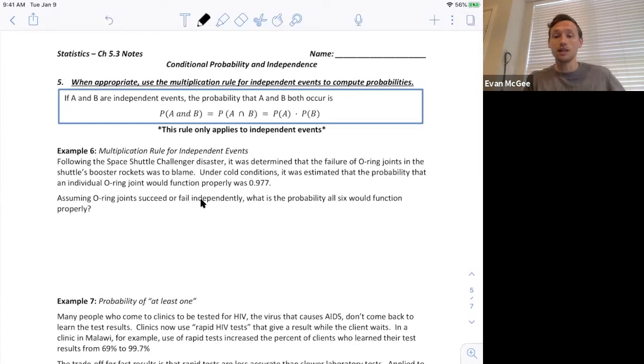So they tell us that they succeed and fail independently. So they're independent events, whether they succeed or fail. So we're just going to multiply if all six function properly. So if one functions properly, it's 0.977. So we're going to multiply this times itself for each O-ring joint.